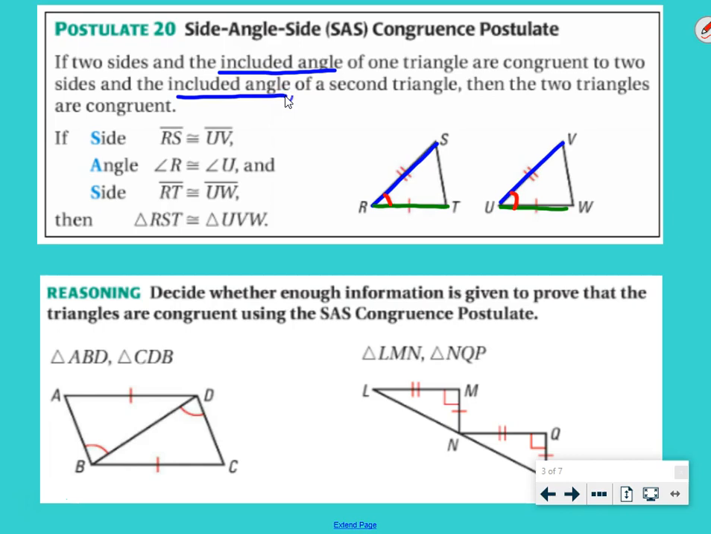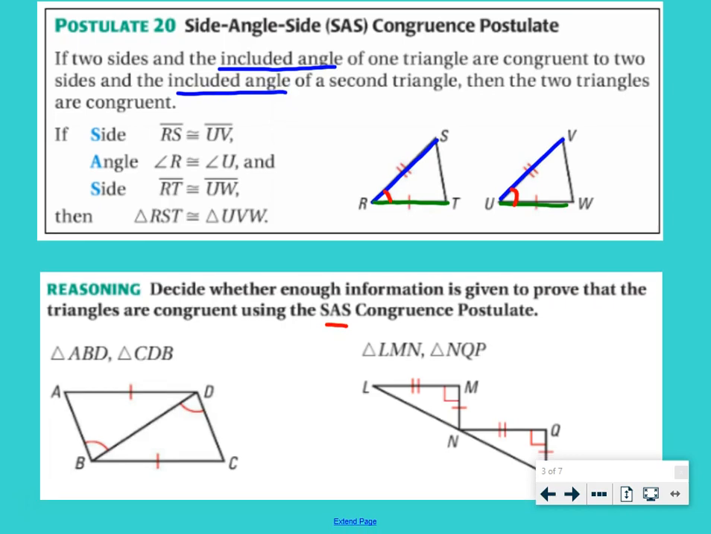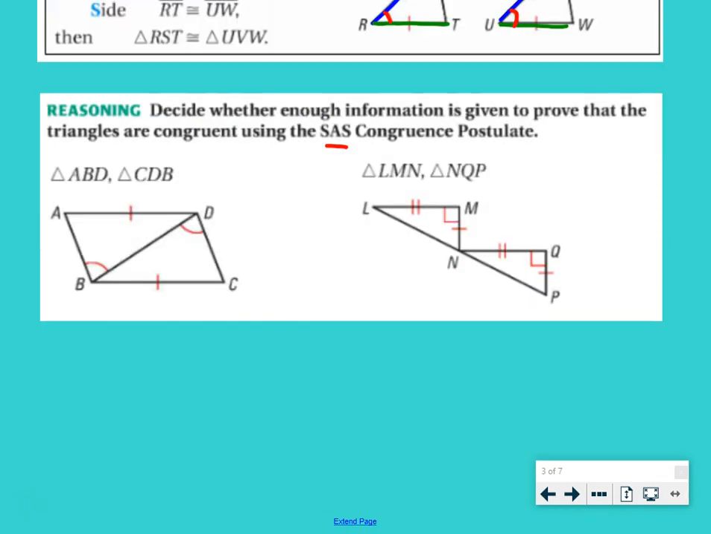For reasoning, down here we have: decide whether enough information is given to prove that the triangles are congruent using the side, angle, side congruence postulate. So if we look at our triangles, here we have this side, AD is congruent to BC, and then they share this side, DB. However, the angle is not included in between the two sides that are congruent. We would need to know that this angle is congruent to this angle. So based off of this diagram, no, we do not have enough information to prove that the triangles are congruent.